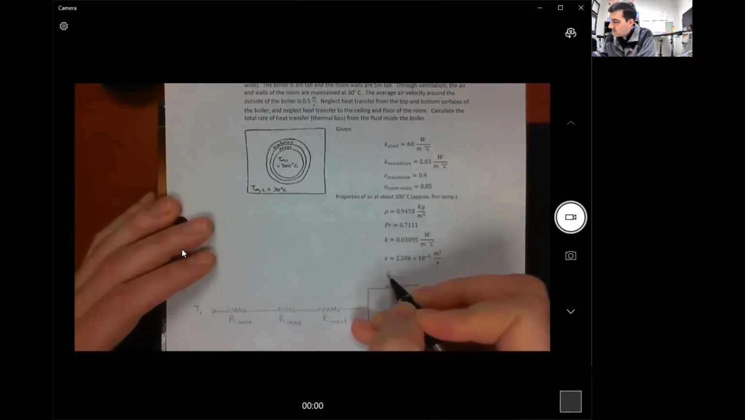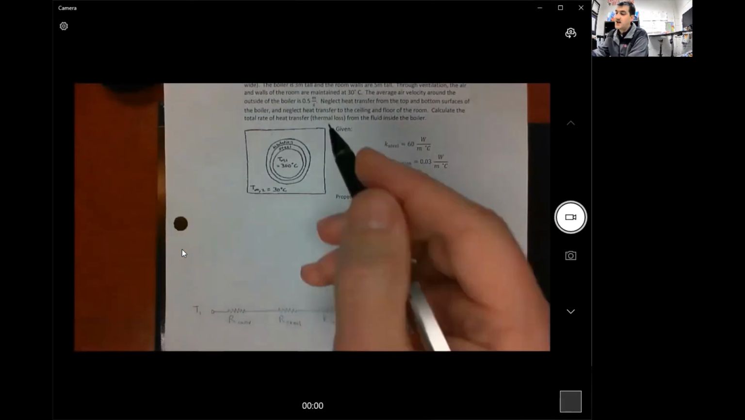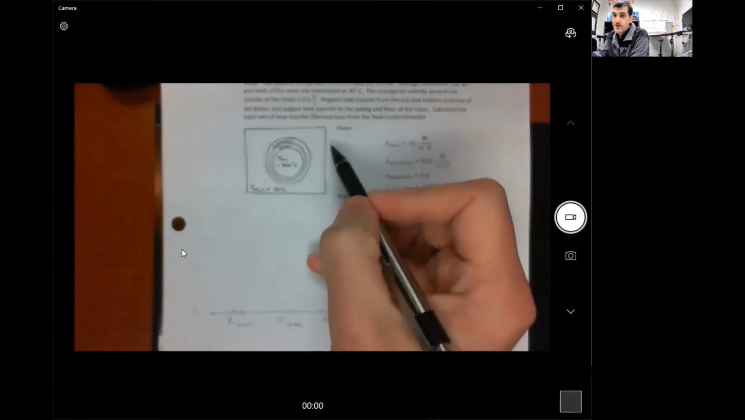I've got R convection and I've got R for radiation. And remember, we call the total radiation resistance R rad total. Okay, and then they both go to a final temperature T2 of 30 degrees Celsius because the air is 30 degrees Celsius and the walls of the room are 30 degrees Celsius.